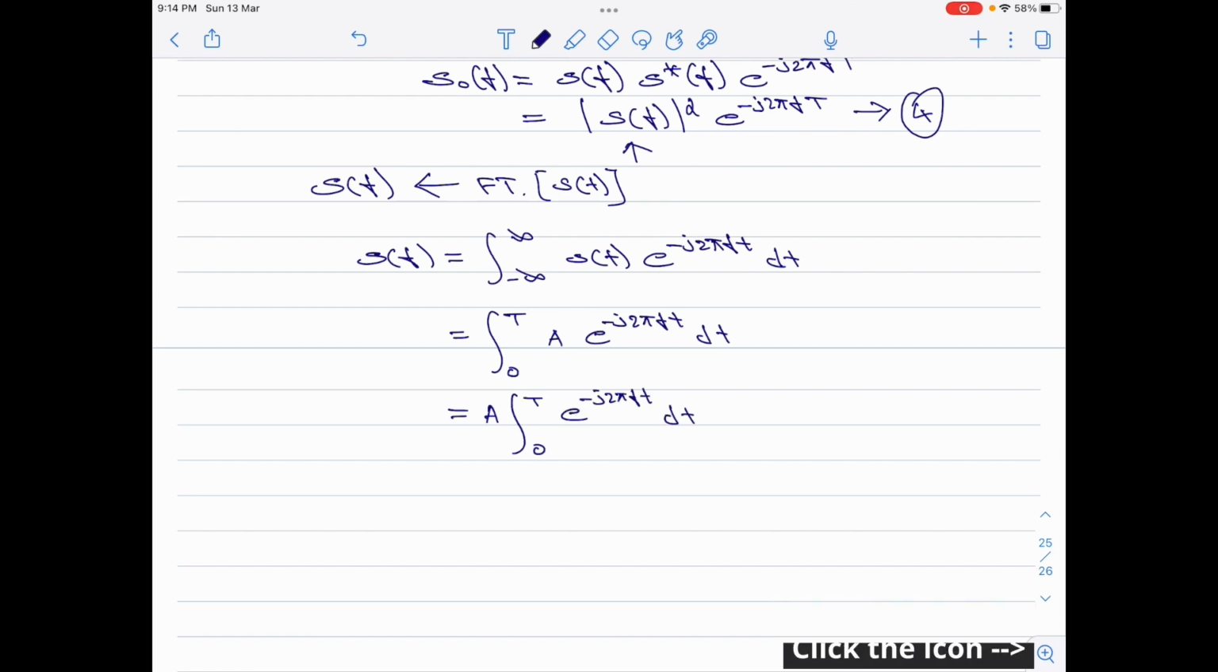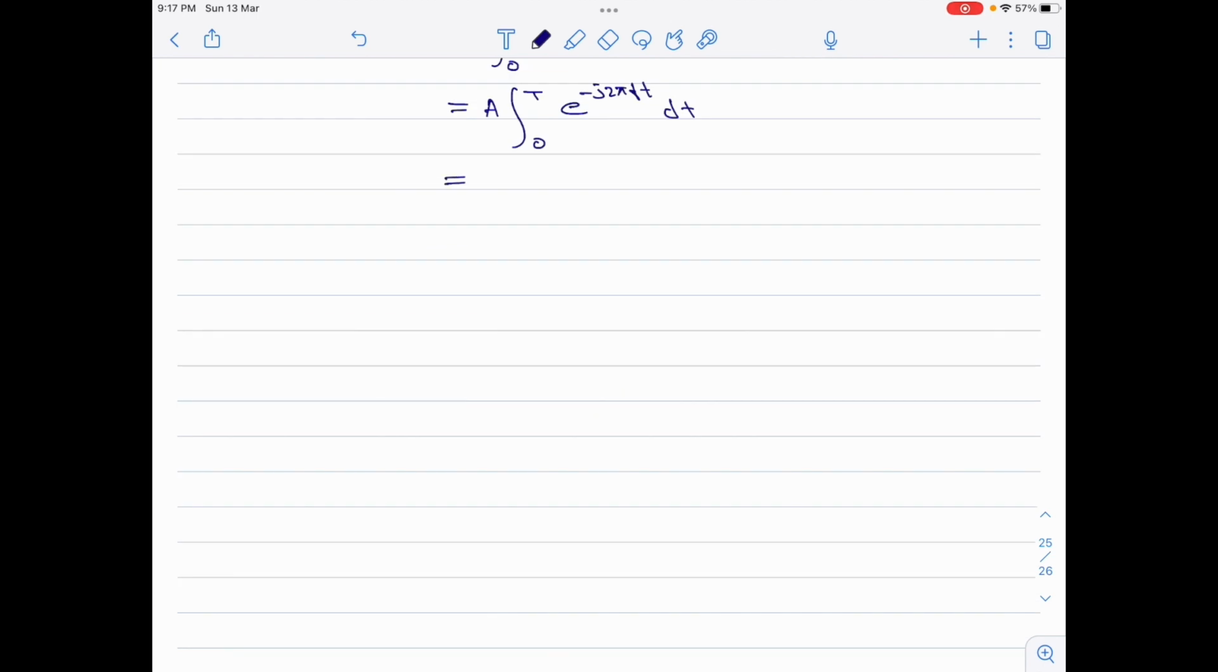Right. Let us now integrate e to the power of minus j 2 pi f t. We know that integration of e to the power of x is equal to e to the power of x divided by coefficient of x. So, this would become A into e to the power of minus j 2 pi f t divided by minus j 2 pi f. Applying the limits, we have 0 and capital T.